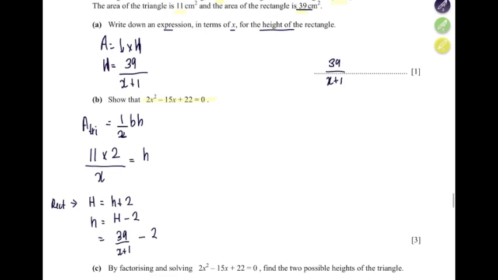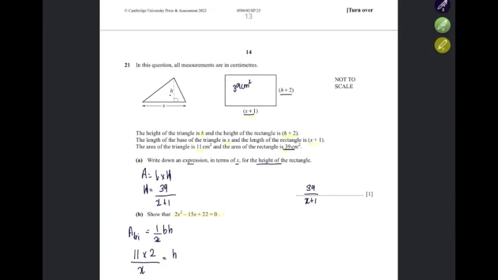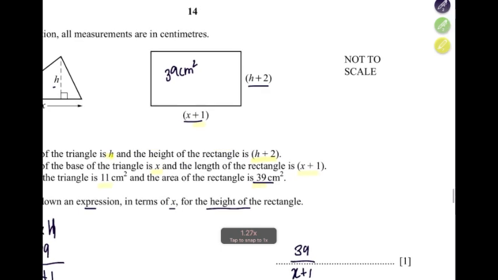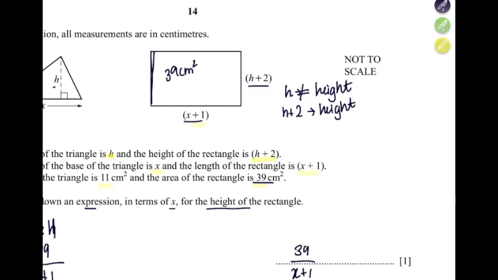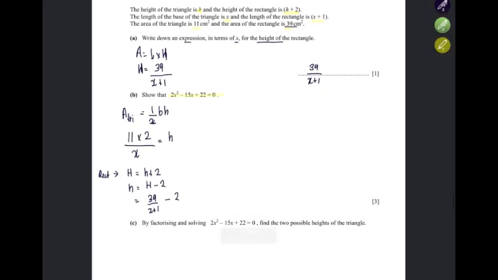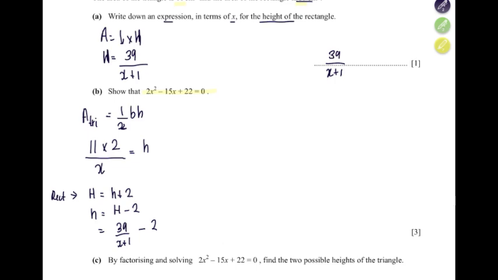So now we got the value of h. When they asked us to find the height, we did find the height, this one. But here, for the rectangle, the small letter h does not mean the height. H plus 2 is the height. They have just used small letter h as a variable. Okay, so now we can equate both of them. H of the triangle equals h of the rectangle.